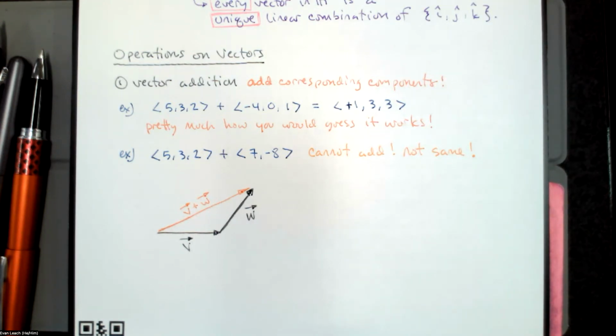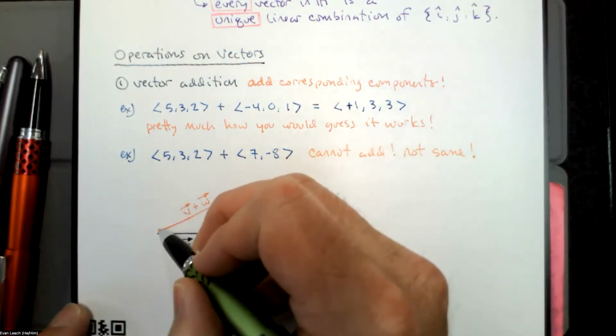We are calling this addition. We have assigned the term addition to this, and addition should be commutative. Multiplication doesn't need to be commutative, but addition should be. So what if I wrote w first and then attached v to the end of it? We'll just have the other half of the parallelogram.